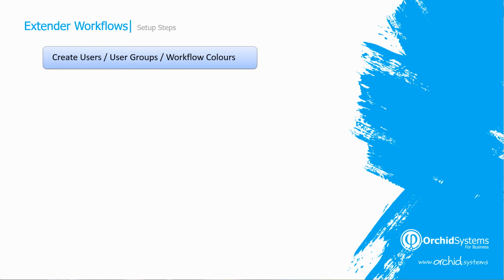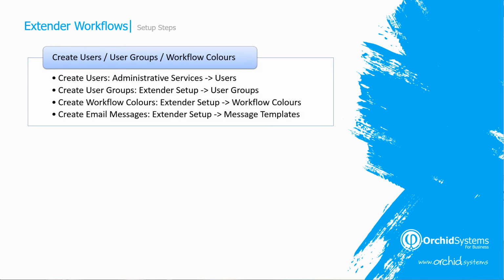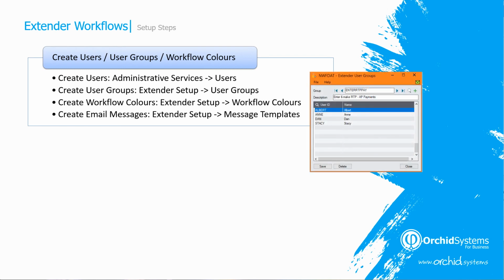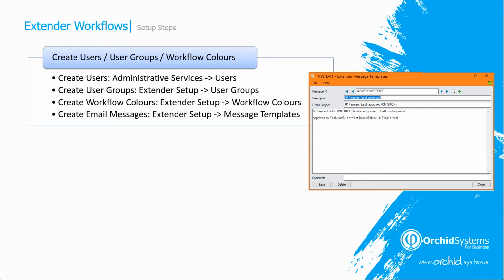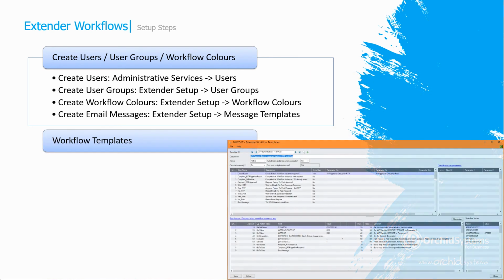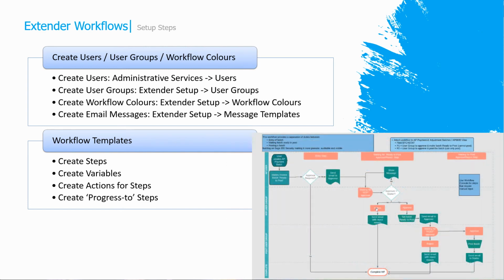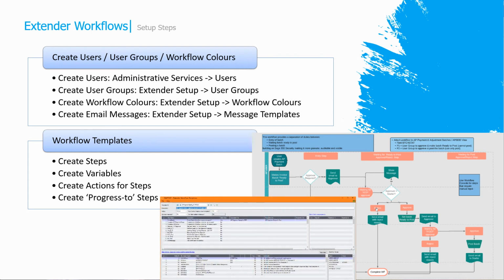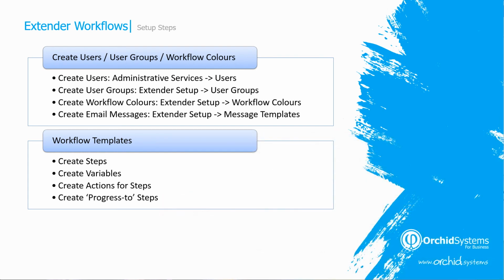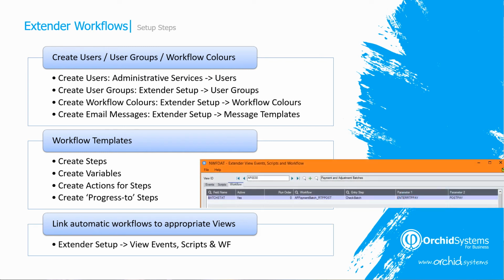We have seen the setup required for our AP payment batch workflow. We had to create users in admin services, create extender user groups, create workflow colors, and email message templates. And then we needed to create our workflow template. We needed to create steps, variables, actions for our steps, and progress to steps. And for this, it was advantageous to first do our workflow in a flowchart and then translate it into the equivalent steps and actions. And then we had to link our workflow to the AP payment batch view and to the particular field, in our case, the batch status.